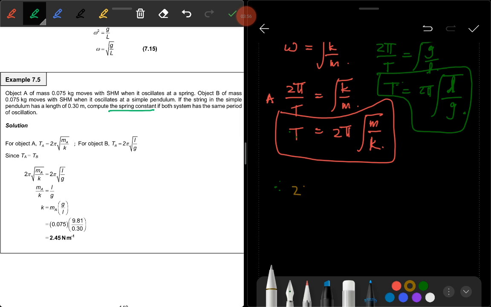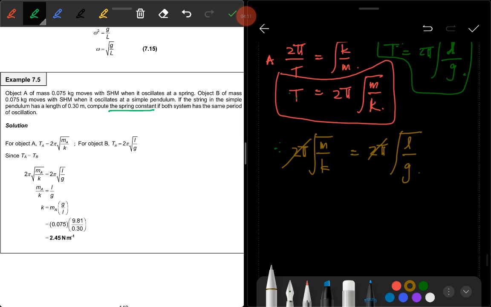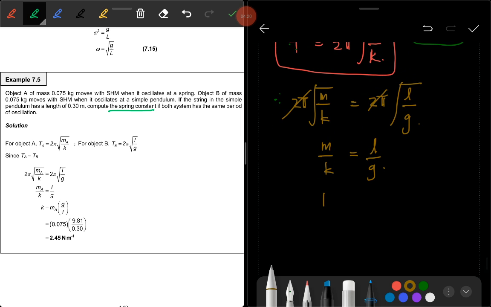Therefore, 2 pi square root of M over K is equal to 2 pi square root of L over g. The 2 pi can be cancelled, and then the square root, so the equation becomes M over K is equal to L over g. You are asked to find K. So K is equal to mg over L. So you can calculate here.